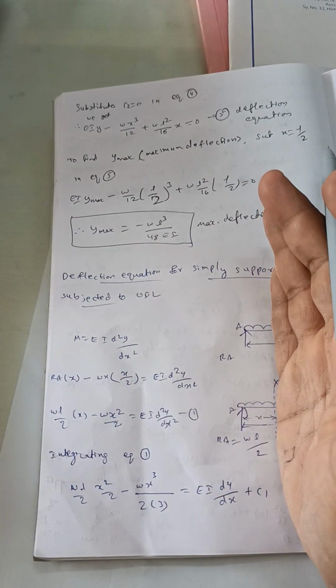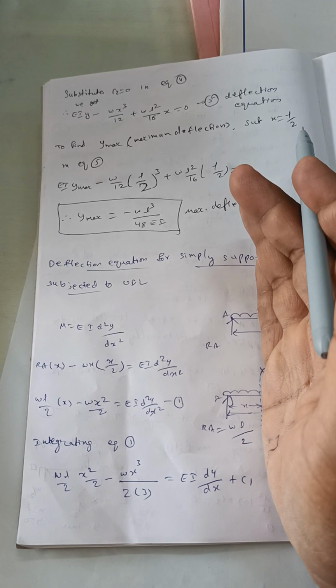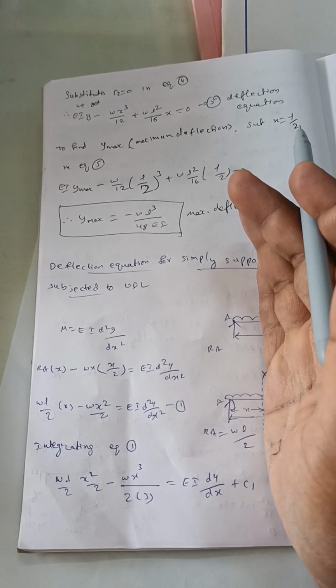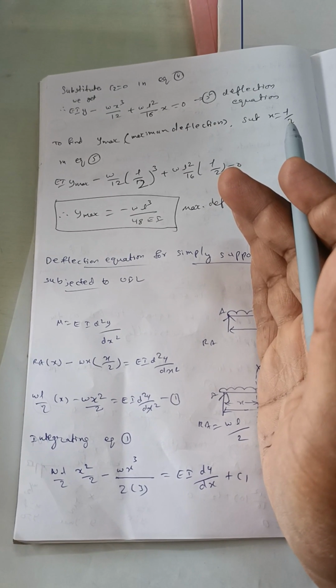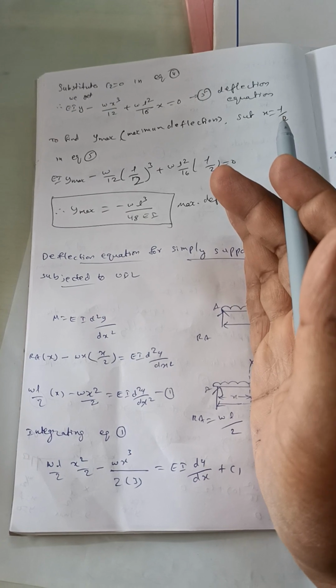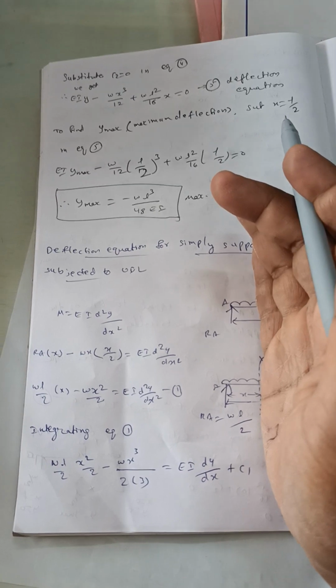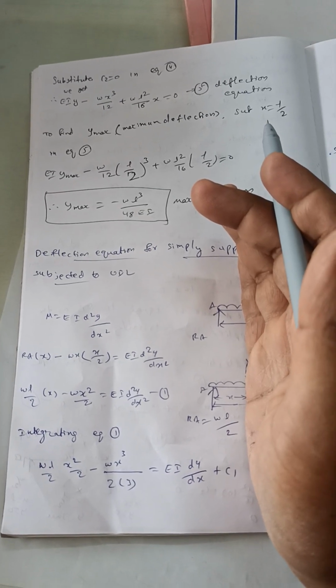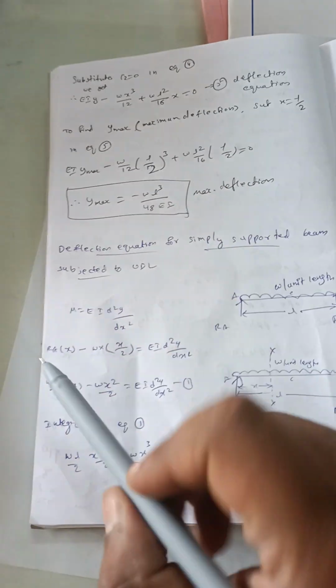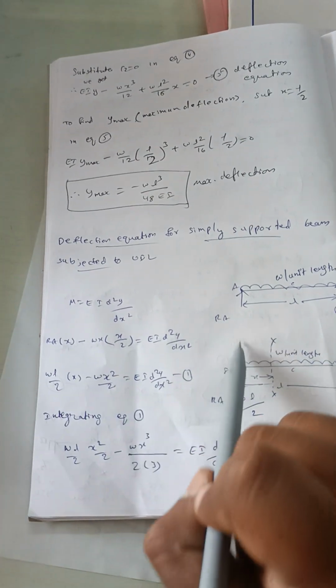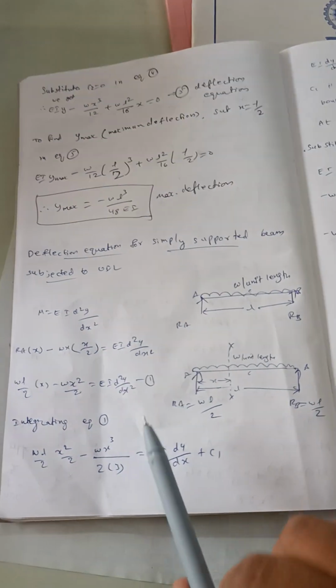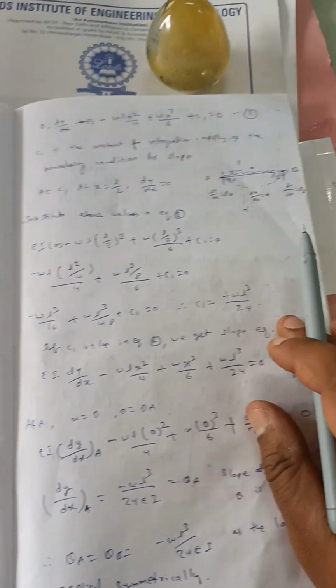Forget the right side. On the left side, we have two forces, that is point load and UDL. Point load RA into x, and UDL is also there: WX into x by 2. So W is the load, x is the span, WX is the total load, into x by 2 because it is acting at the center. So instead of RA, we can substitute WL by 2. Integrating this equation, we will get it in terms of C1.